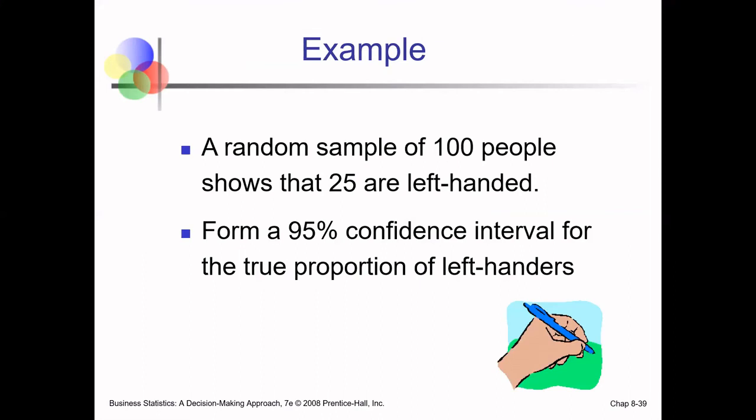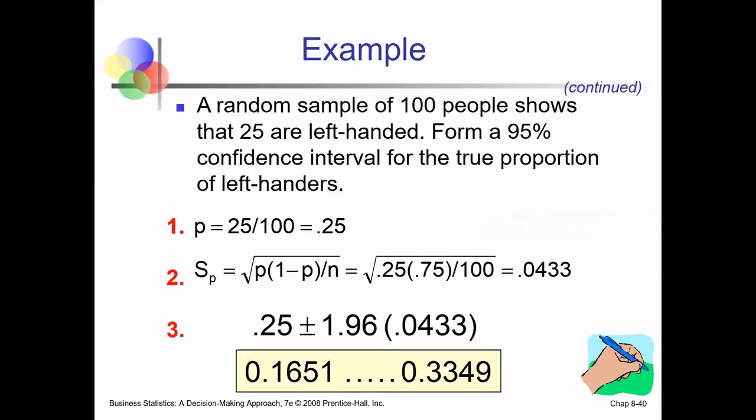We have an example: a random sample of 100 people shows that 25 are left-handed. It means n is 100, and we want to find the confidence interval for left-handed. Left-handed is your target, your success, so x is 25 and n is 100. Just you can get the whole solution. We have different ways to find it. This is not needed to find the second step.